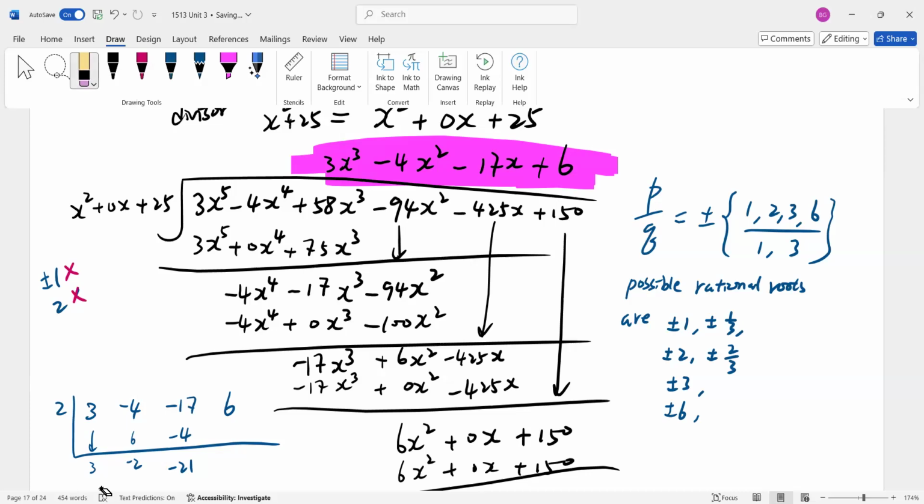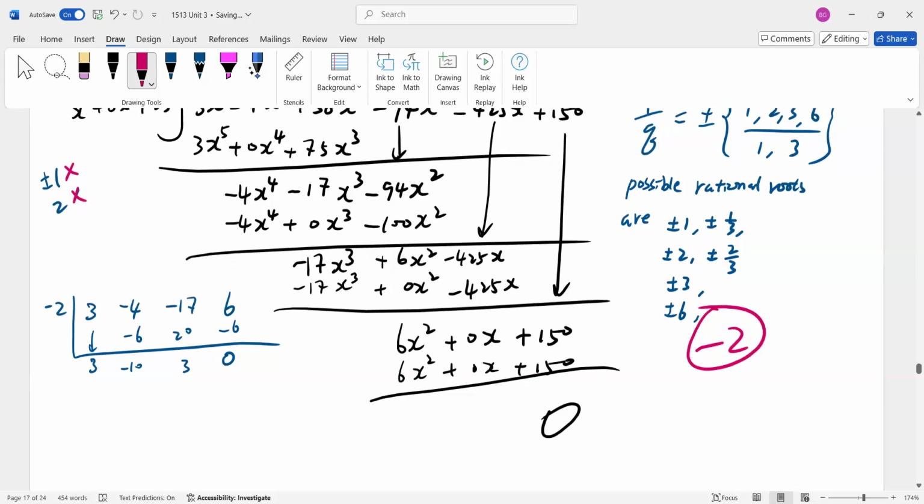Try negative 2. 3, -6, -10, +20, 3. Oh, finally. Here we go. 20 minus 17 is 3. Negative 2 times 3 is negative 6, plus 6 is 0. There we go. We found one. Negative 2 is an actual 0.